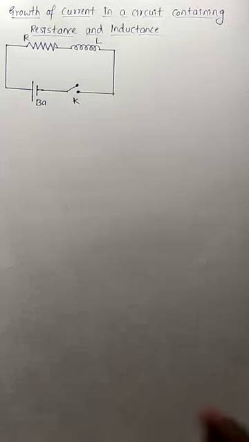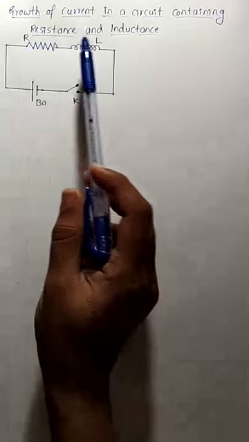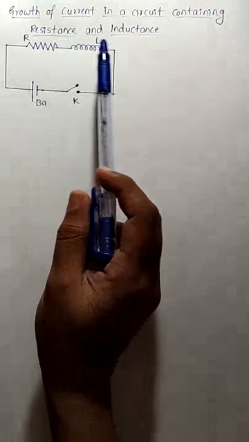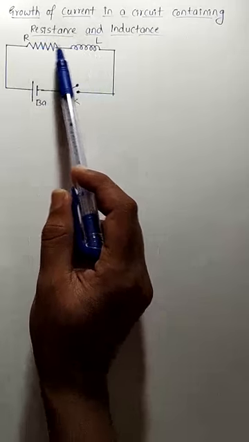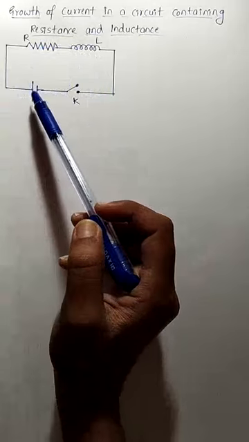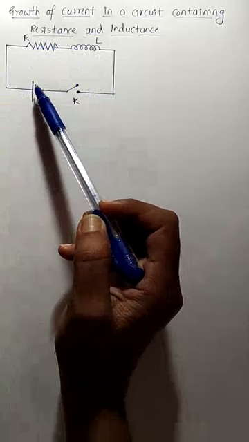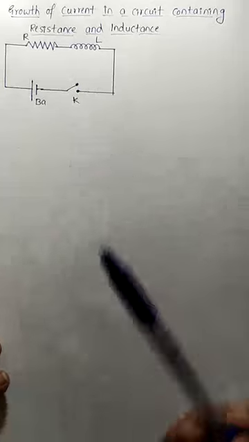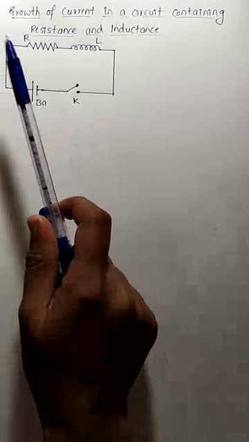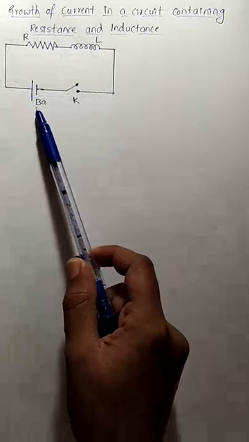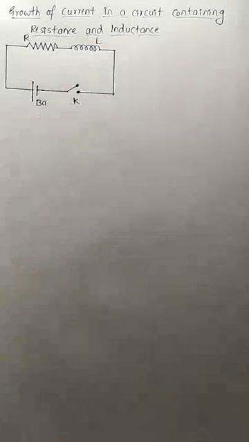Here we are taking the resistance and the inductance, which are connected in series. Both are connected in series. Again this combination is connected to the battery in series. Then we have the plug key. So for the study of the growth of a current in a circuit containing resistance and inductance connected in series, we want one resistor, one inductor, one battery and a plug key. All are connected in series with each other.